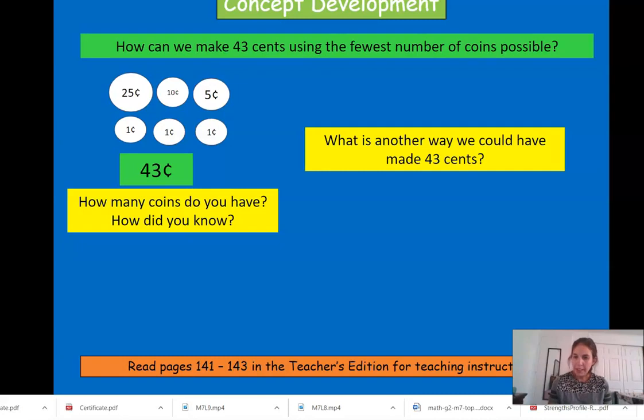Do you know another way we could have made 43? Another combination we could use? We could have used 4 dimes and 3 pennies as an option.